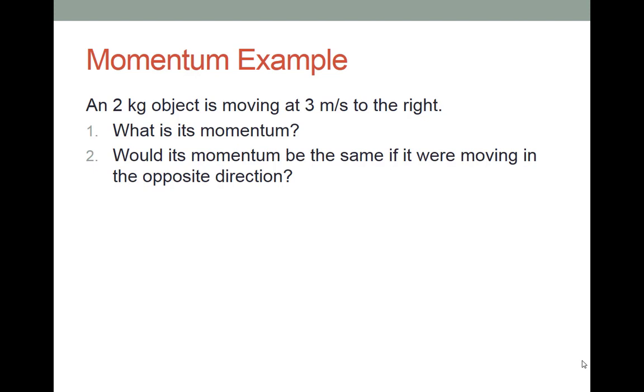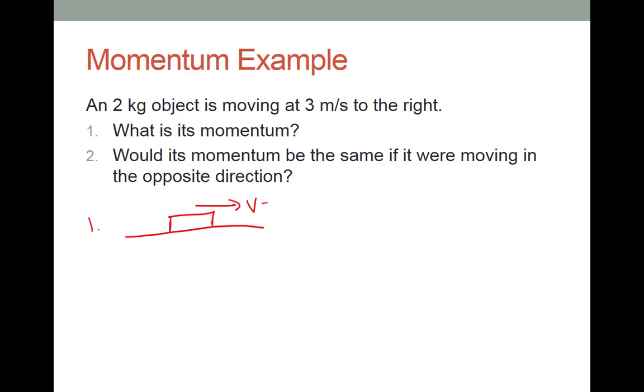fairly straightforward. We have a 2 kilogram object moving at 3 meters per second to the right. So, two questions. What is this object's momentum, and would the momentum be the same if it's moving in the opposite direction? So for part one, as always, I like pictures.